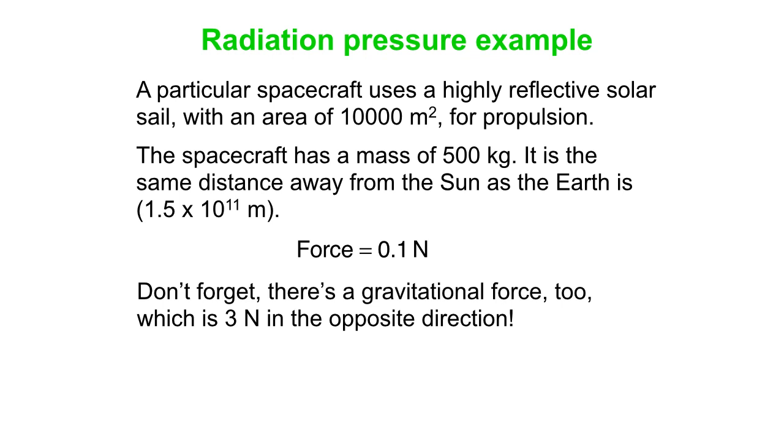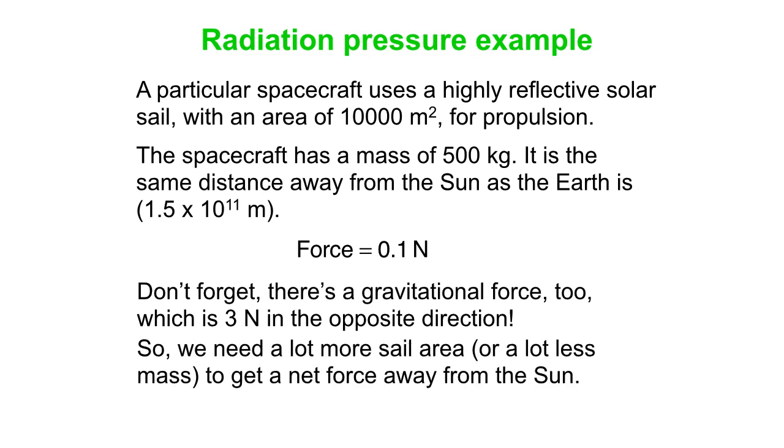So how would we redesign it? Well, we actually would need even more area. I mean, the area we started with was 100 meters by 100 meters, but we need even more, or we need much less mass, or both, to get a net force away from the sun. Okay, so it is challenging to design these things, but it is possible to do it. Okay, so that's a good introduction to some of these electromagnetic wave ideas.